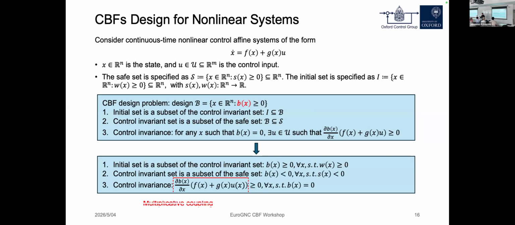Similarly, we have interpretations for safety and for control invariance, which are basically algebraic conditions over all these functions. However, the problem is really complex. If you want to design a barrier function, we always need to co-design the barrier function and the controller, which means you will have a multiplicative coupling here: b multiplies u. The second challenge is that all these conditions should hold for any x within a set, which means that if the measure of the initial set I and the safe set S are not 0, you will have infinitely many constraints for all these conditions.